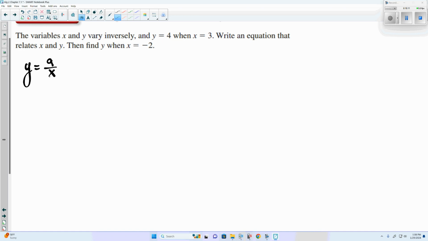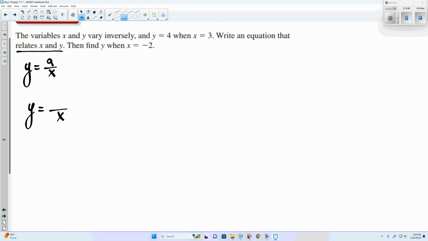So we're told that the variables x and y vary inversely. If they're varying inversely, it's an inverse variation, so y equals a over x. And y is 4 when x is 3. Write an equation that relates x and y. So essentially for this, we just need to find the value of a, because once we find it, we have the equation. Then find y when x is 2. So we have two parts.